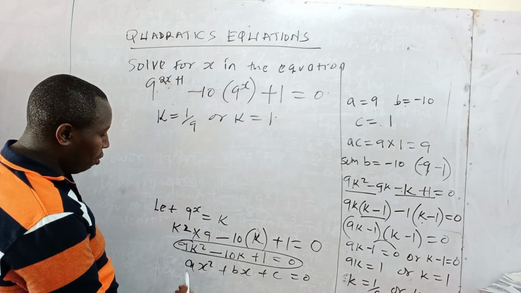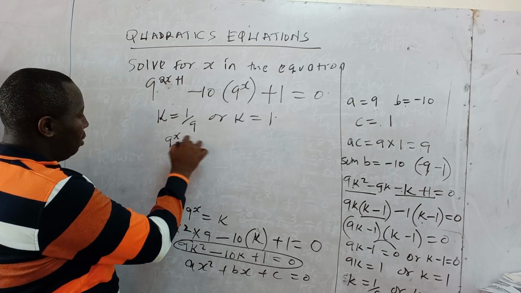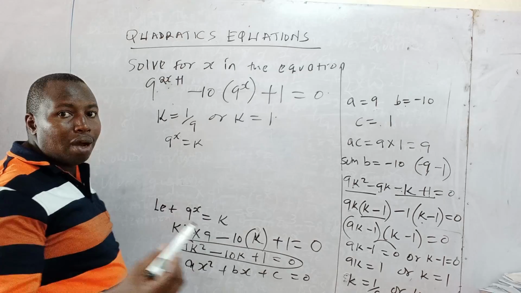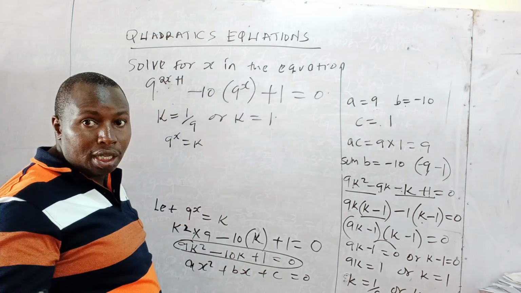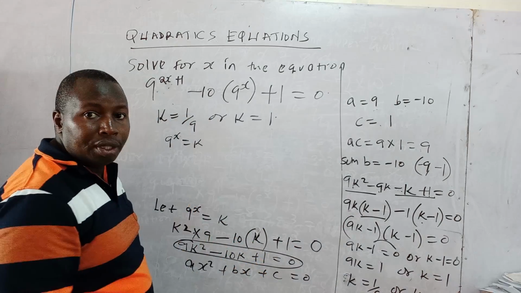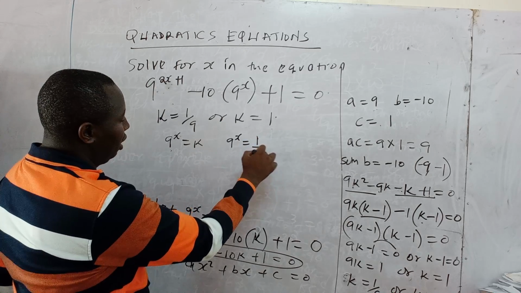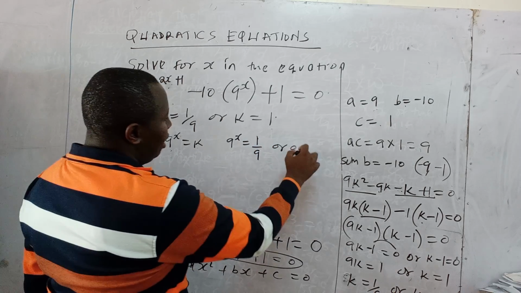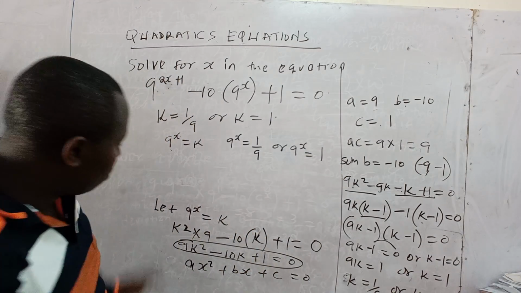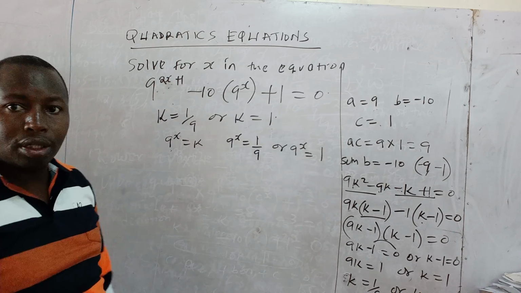So remember what we said, that let 9 raised to power x be k. In our question, we are solving for the value of x, not k. So this k was to help us find these values and simplify that. So therefore, 9 raised to power x is equal to k, and k is 1 over 9, or 9 raised to power x is equal to 1.